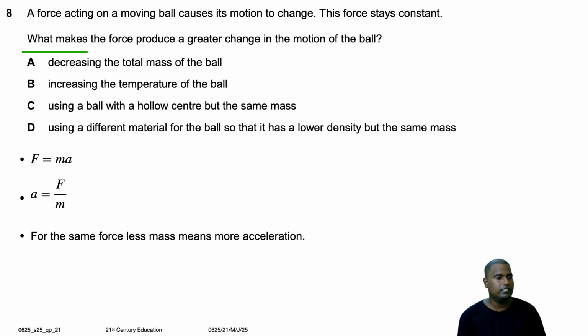So decreasing the total mass of the ball. This is actually how rockets go faster and faster as they leave the ground, because it's the same acceleration but less mass. So they go faster.